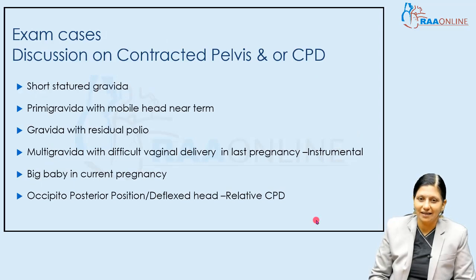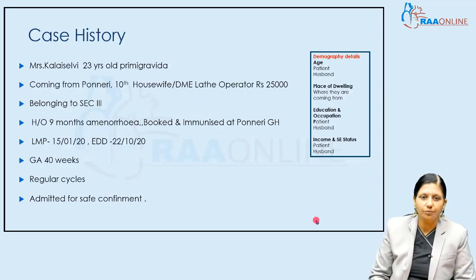Now, if you get a case in an exam where you can have a discussion about contracted pelvis and CPD: if you get a short-statured gravida, a primary gravida with a mobile head at term, a gravida with residual polio, a multigravida with difficult vaginal delivery in the last pregnancy, or instrumental deliveries. If the patient has a big baby in the current pregnancy, then also the viva can go like a CPD viva. And if it is an occipito-posterior position or a deflexed head, then also the viva can go as a cephalopelvic disproportion viva. Let's come to a case history.